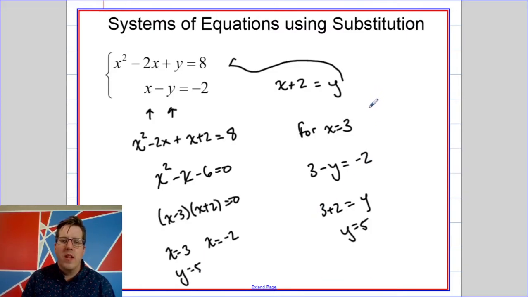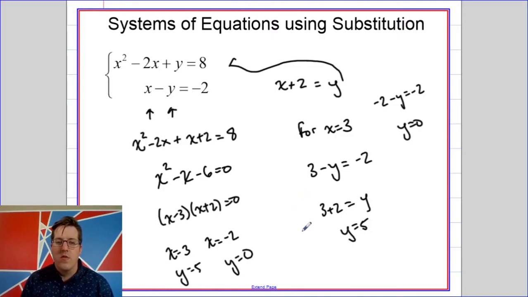And if I plug in x equals negative 2, I'm going to get y equals 0. So this system of equations has two solutions, the points 3, 5, and negative 2, 0. To see why that is, let's look at a graph.